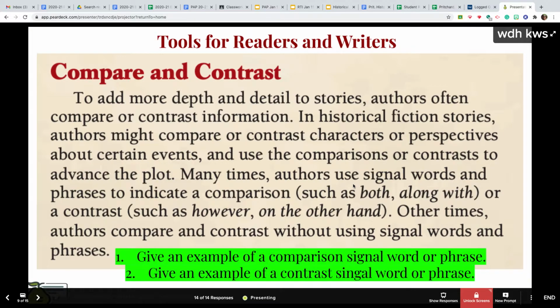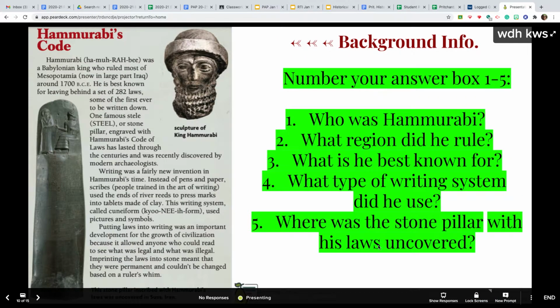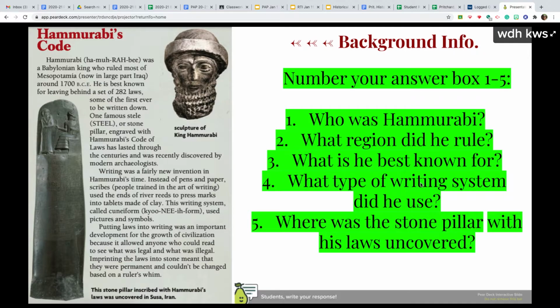Okay, comparison could be both, along with. Contrast could be however, on the other hand. Those are just a few examples. Okay, so the story that we're going to read, you're going to need a little bit of background information in order to understand.